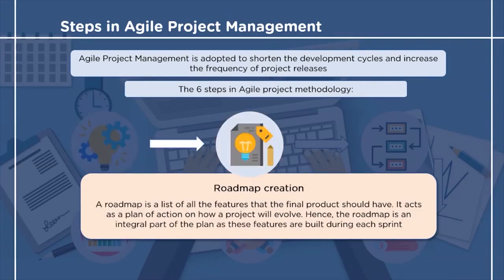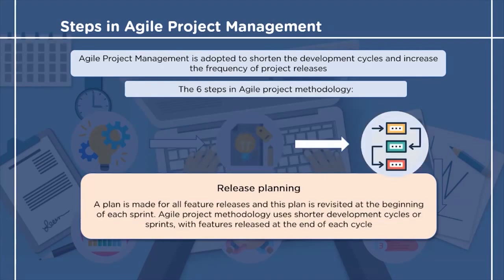The second step is the step of roadmap creation. A roadmap is a plan of action that shows how a project shall evolve over time. A list of all the features that the final product should have is created, and the steps to achieve those features are taken. The next important step is release planning. Since we are doing the project keeping in mind the agile project methodology, the project will complete in sprints. That means there will be the release of features at the end of each cycle. And unlike the traditional waterfall model, the development cycles will be smaller.